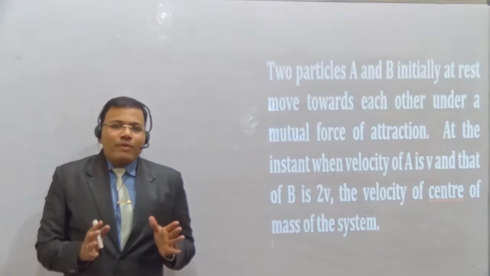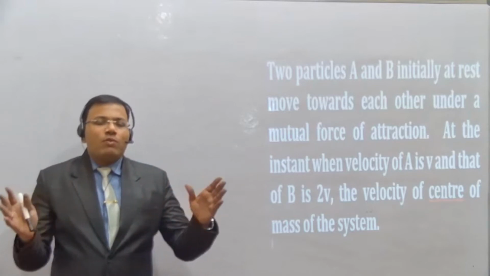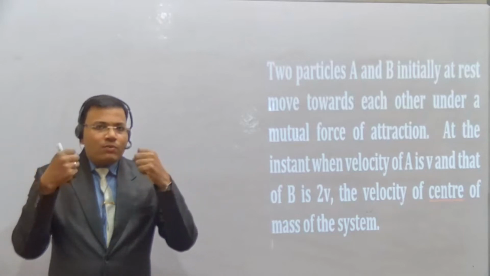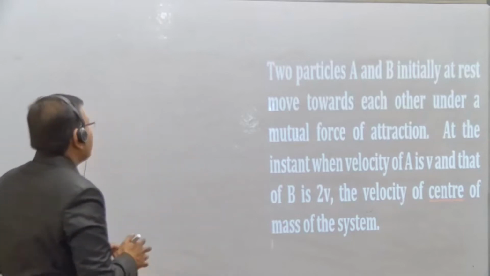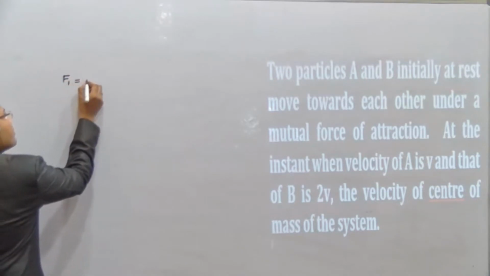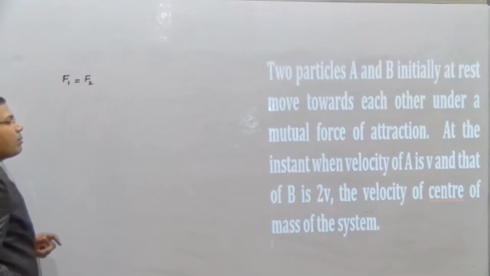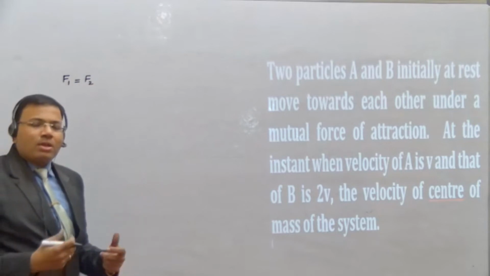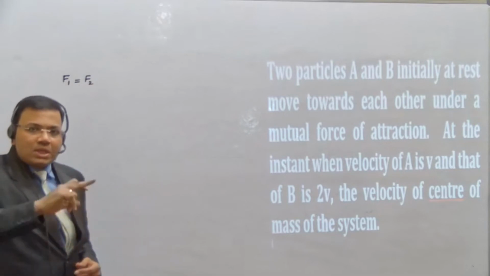So mutual force of attraction means what I can say, the equal forces, they are going to move with the equal forces. So I apply the same concept here. Here you can see m1 is equals to m2. That means both the forces on the particles are same. So F1 is equals to F2.